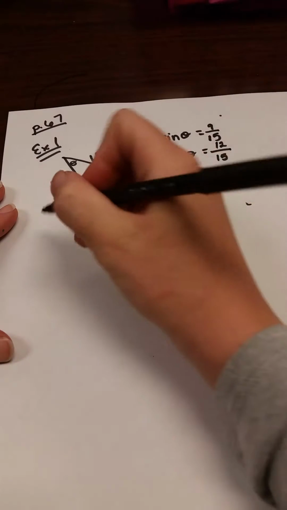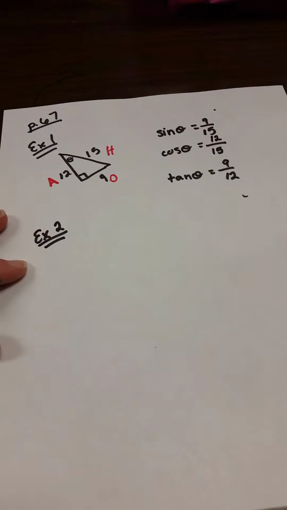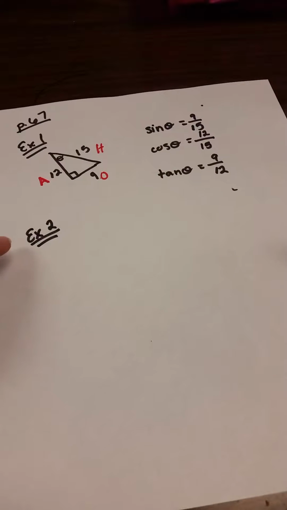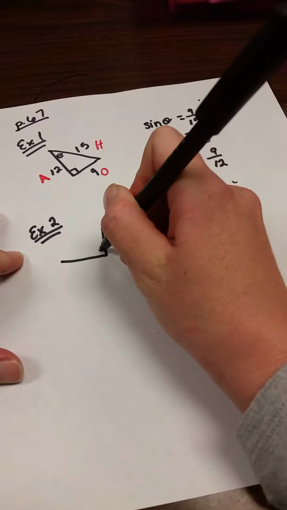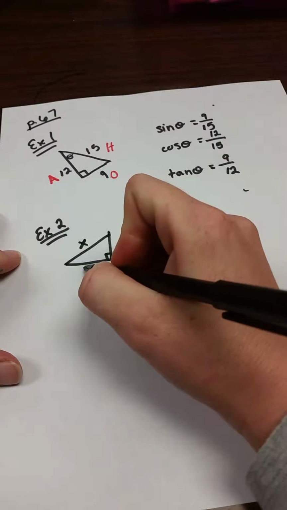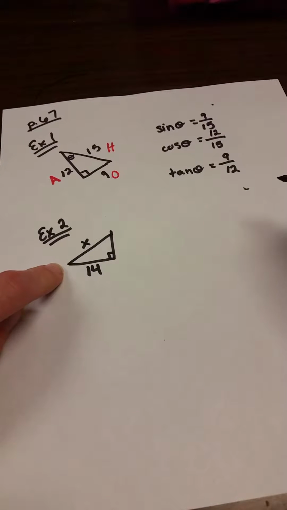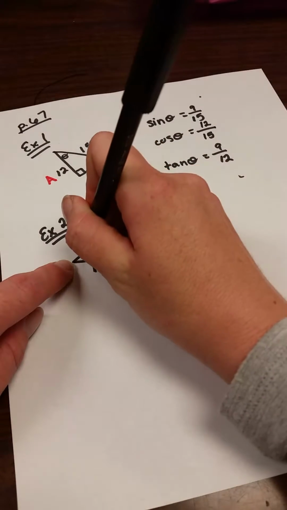All right, now we're ready to do examples 2, 3, and 4. In those examples, I'm going to teach you how to use SOHCAHTOA to find a missing side. So continuing on page 67 in your ISM, for example 2, I want you to draw this triangle. And instead of using theta this time, we're actually going to know the angle measure. So in this angle right here, I want you to write 35 degrees.